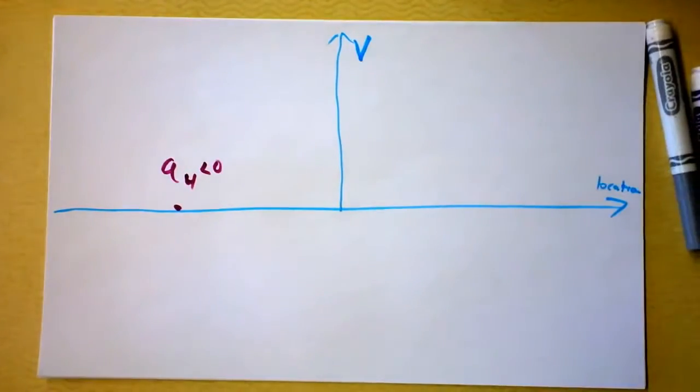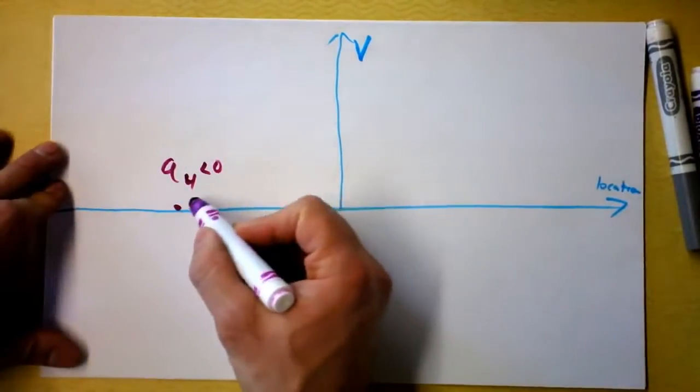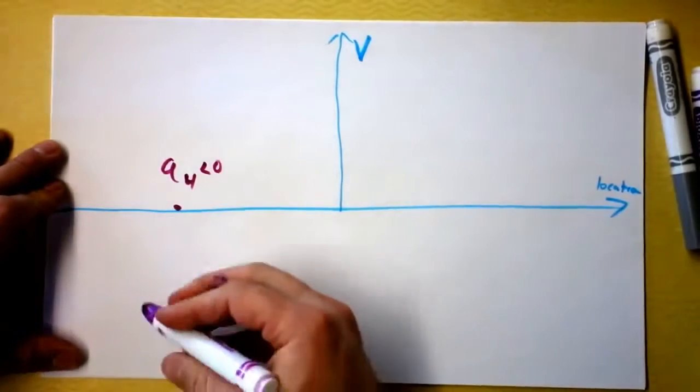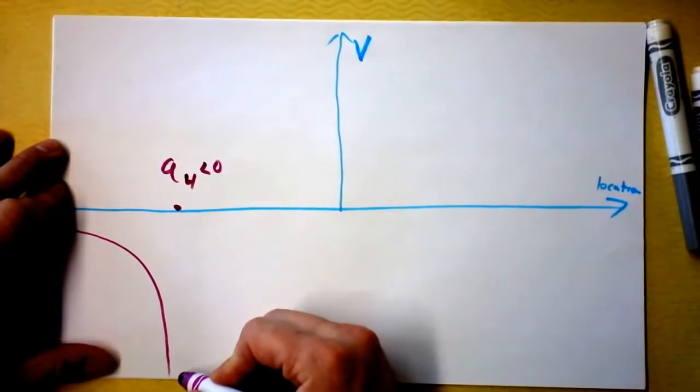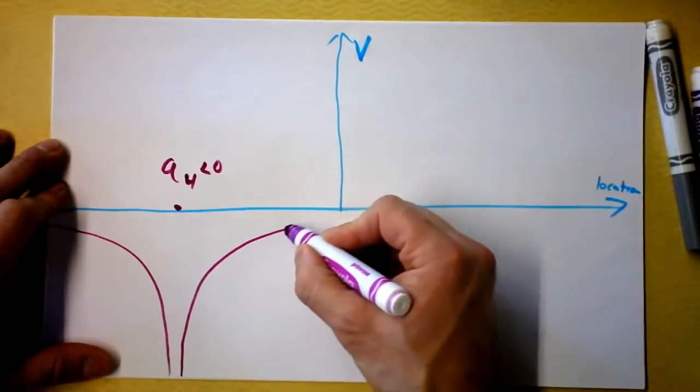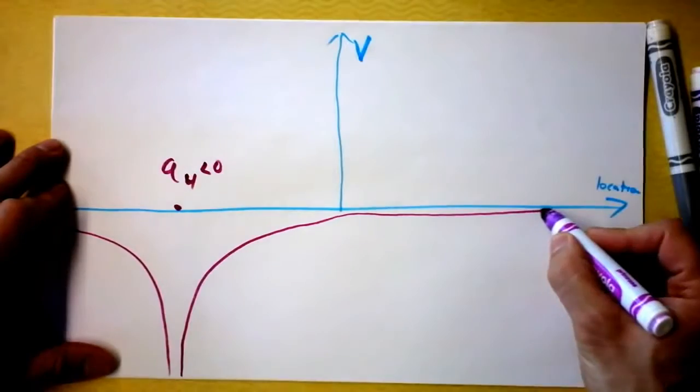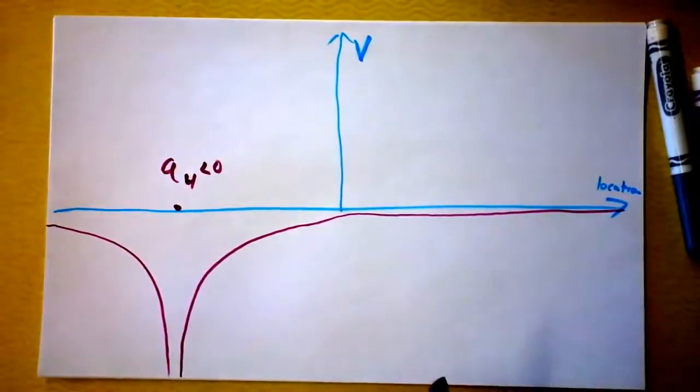So you know that the potential is negative. Right on top of Q4 it's negative infinity, and nearby it it's doing something like this. And you know that on the other side it's going to do something like this, and of course forever and ever it will be not quite 0, asymptotically.